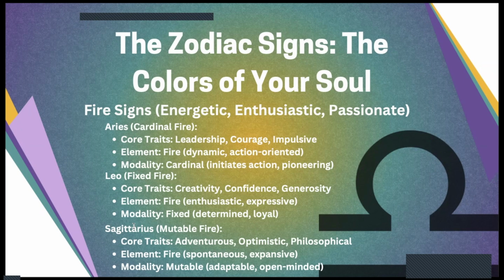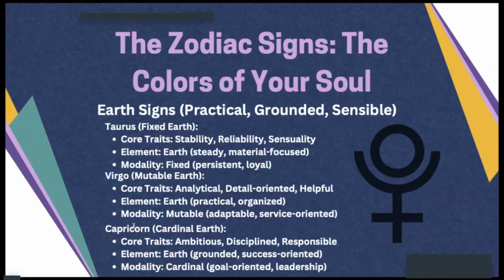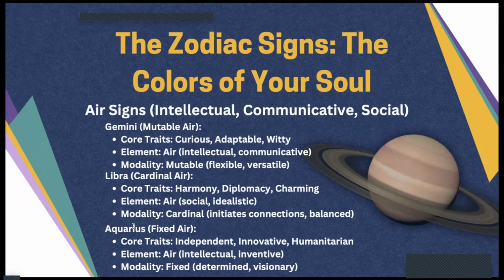So you see, fixed, they're determined, they are persistent, they stick with it. Whereas cardinal, for Aries, initiates action, pioneering. For Capricorn, goal oriented, leadership. For Libra, initiates connections, balance, the initiator, you see?